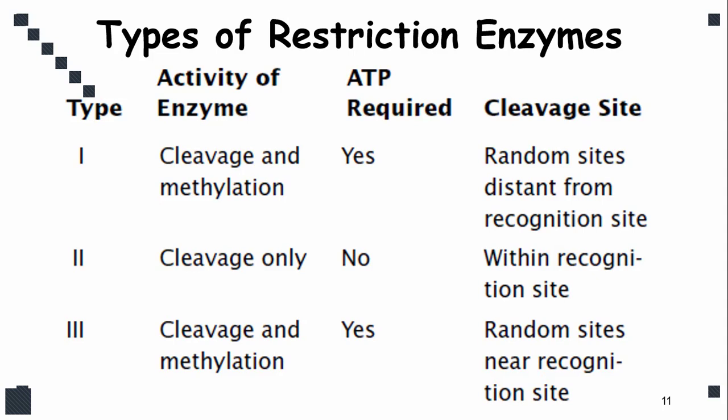What does random mean? Random means they can identify certain sequences, but they don't necessarily have to be very specific. Whereas type 2, that is the most popular and the one being used, will recognize within the recognition site. That's to say, there are specific sequences of bases that type 2 will actually identify and cut. It's not about randomization. No, this one is very specific. You'll be able to actually see it and cut it.